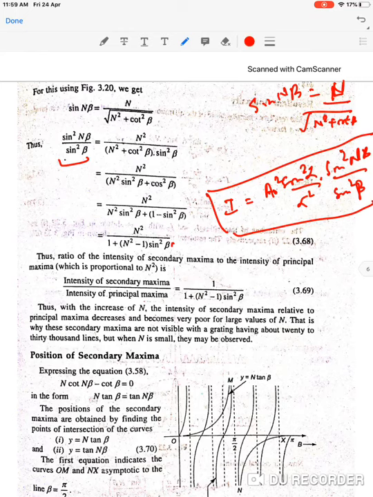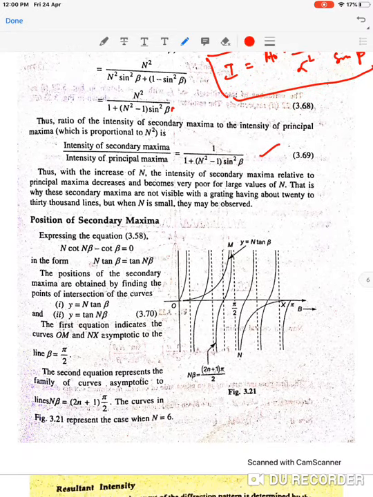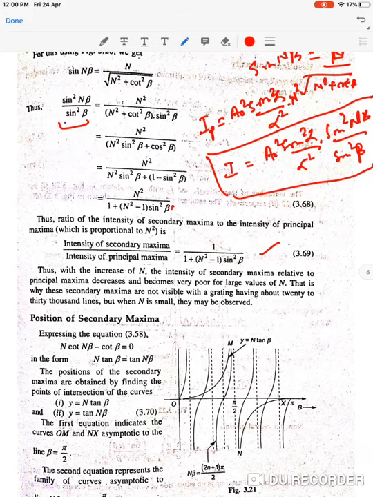Now this secondary maxima intensity is not quite similar to the intensity of principal maxima, because the intensity of principal maxima came out to be a naught square sin square alpha upon alpha square into n square. So the ratio of these intensities comes out to be something like this, the intensity of secondary maxima to the intensity of principal maxima. So that's why we can compute that the intensity of principal maxima is not equal to the intensity of secondary maxima. Secondary maxima points have lower intensity than the principal maxima's intensity.